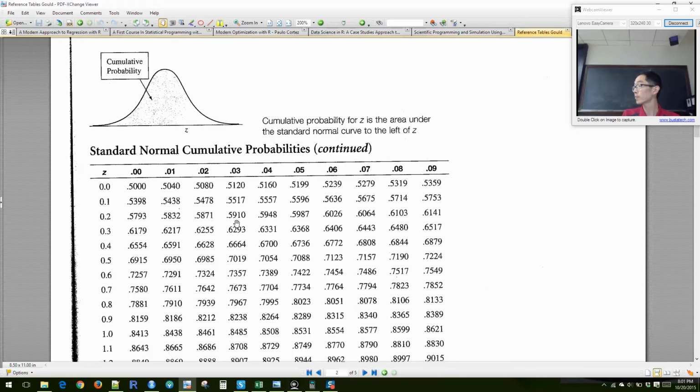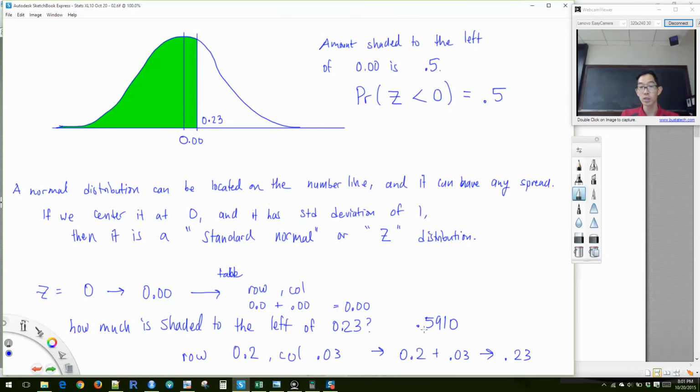Is that okay? And so, the area shaded to the left of 0.23 is 0.5910, and that's everything in this green area. And that makes sense, right? Because at 0 I had 50% shaded, or 0.5 shaded, and I'm going a little bit over to the right, so it makes sense that I would shade a little bit more. And so now I have about 59% shaded.